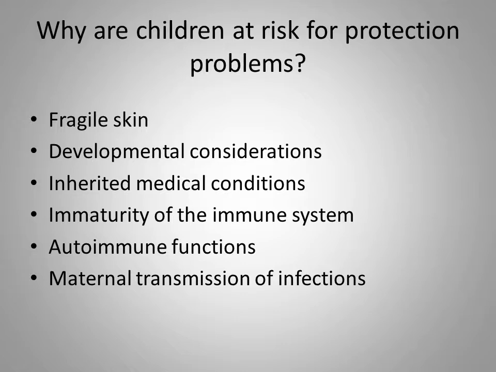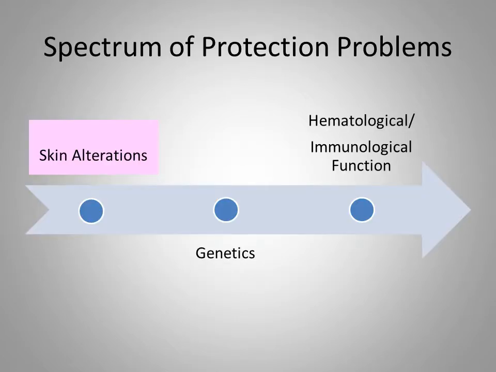Some children will also have inherited medical conditions. All children in general have an immaturity of the immune system functioning. The child may develop some autoimmune functions, and some children will have transmission of infections during the birth process. With our spectrum of protection problems, we will discuss skin alterations, genetics, as well as hematological and immunological function.